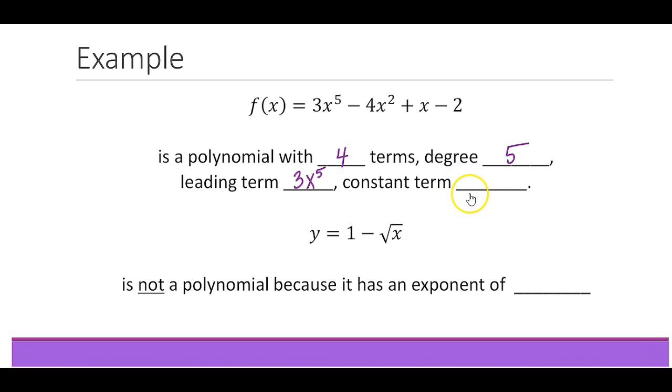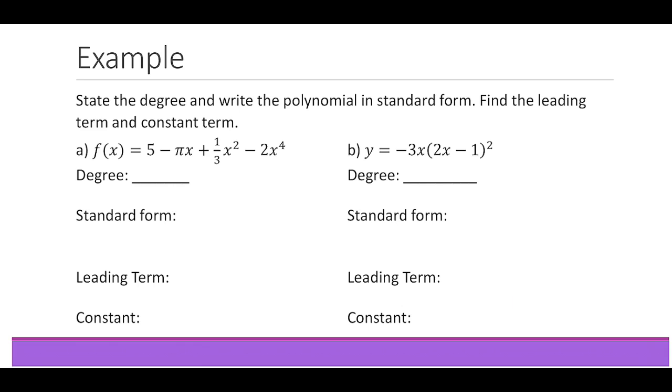And the constant term is the term without a variable. So in this case, it's -2. It comes with the sign. As opposed to the function y equals 1 minus the square root of x, this is not a polynomial because it has an exponent of 1/2. And 1/2 is not a whole number. Recall that the square root of x would be x to the 1/2, and in order to have a polynomial, we need exponents that are whole numbers.